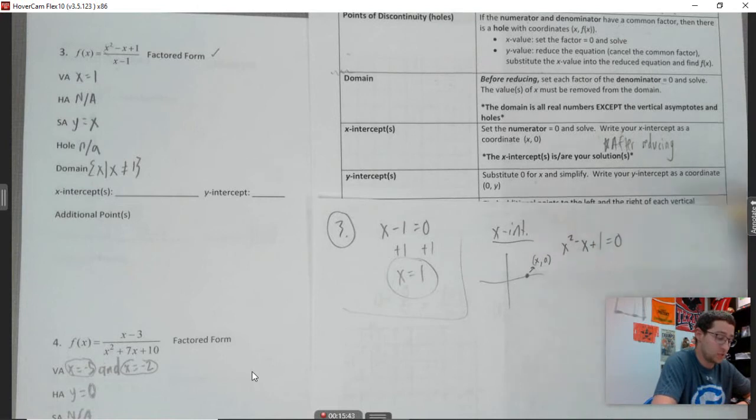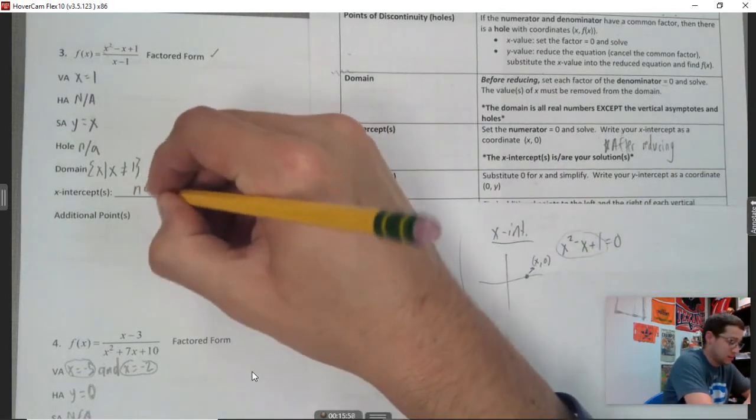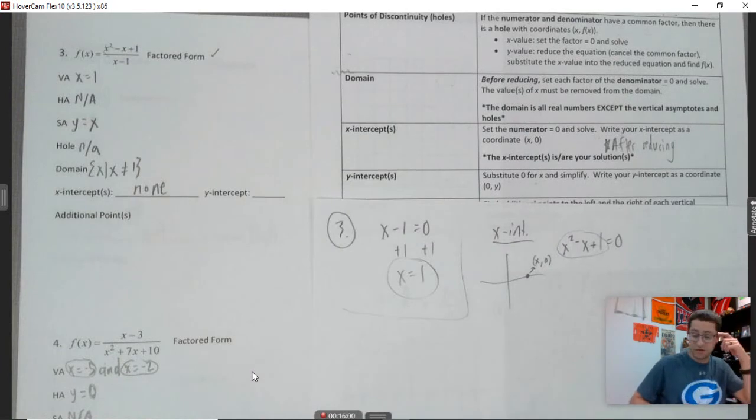So I'll go ahead and tell you this one actually doesn't have an x-intercept. If you were to graph this, it's not going to intersect the x-axis. So if the numerator can't ever equal 0, then you don't have any x-intercepts. That's possible, and it happens every once in a while.